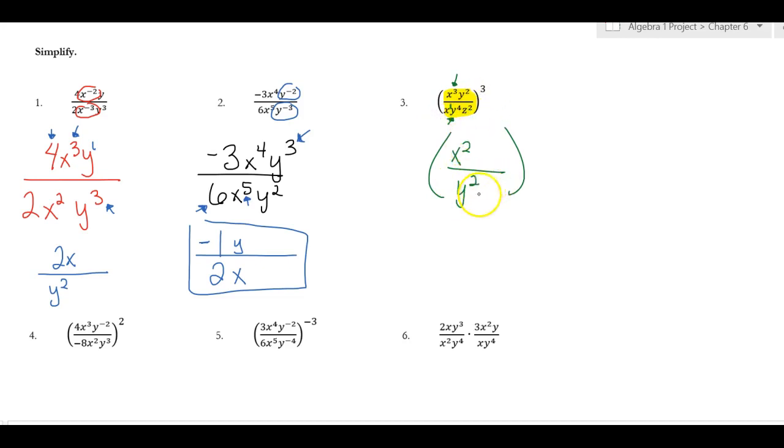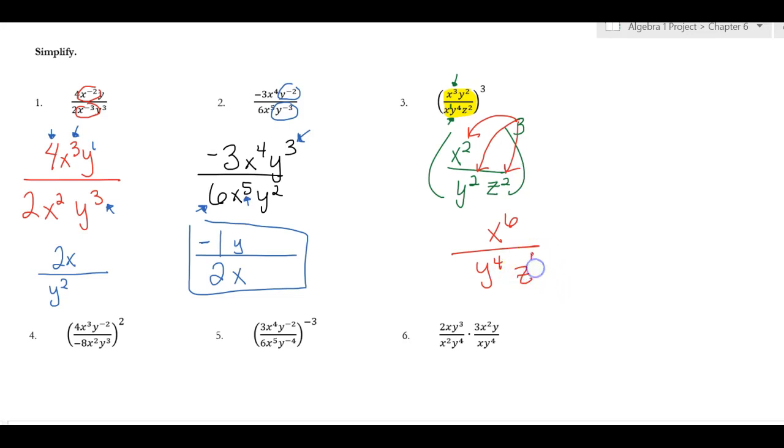And then z's, I only have 2 z's on the bottom, so I just write those. Now I bring down my 3. And now I go ahead and take care of my exponent. So exponent to exponent, that becomes x to the 6th over y to the 4th, z to the 6th. And that's the answer.